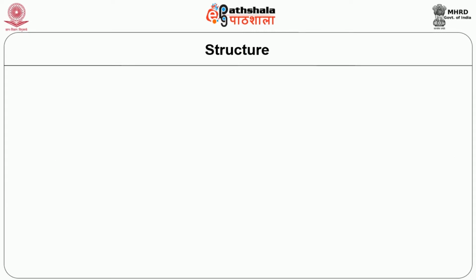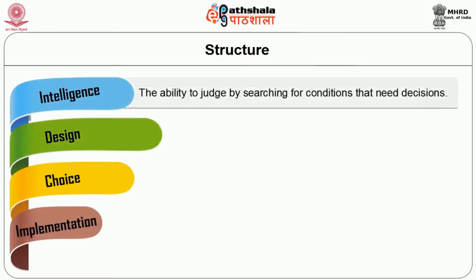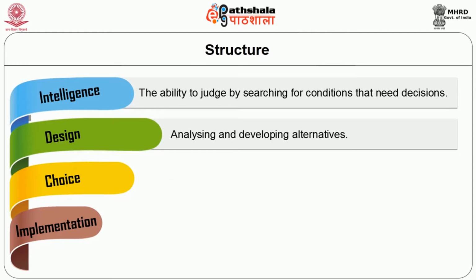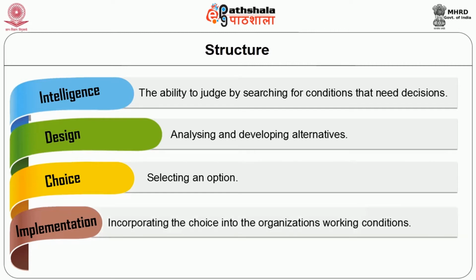At the decision level, the early frameworks consisted of 4 parts. That is intelligence, the ability to judge by searching for conditions that need decisions. We look at the design part of it, that is analyzing and developing alternatives. Then we have the choice. We have to make the right choice, that is selecting an option. Then we are looking at implementation. This is incorporating the choice into the organization's working condition.